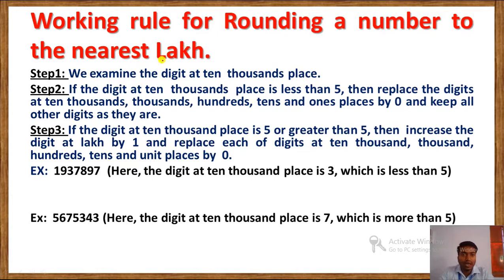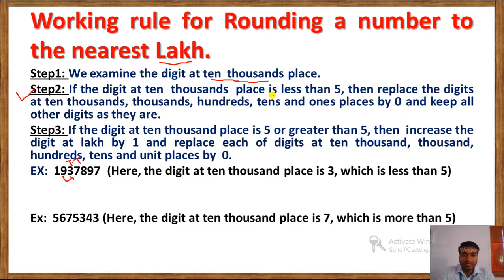Then for lakh, we need to see the digit at 10,000 place. Now see the example. So ones, tens, hundreds, thousands, ten thousands. This is the 10,000 place. 3 is in the 10,000 place, just right side of the lakh place. So this is the lakh place, and just right side of it we have 3, and 3 is less than 5. So we have to follow this step.